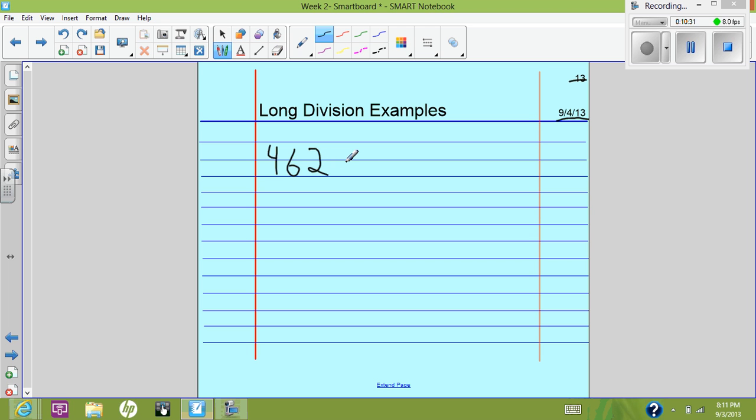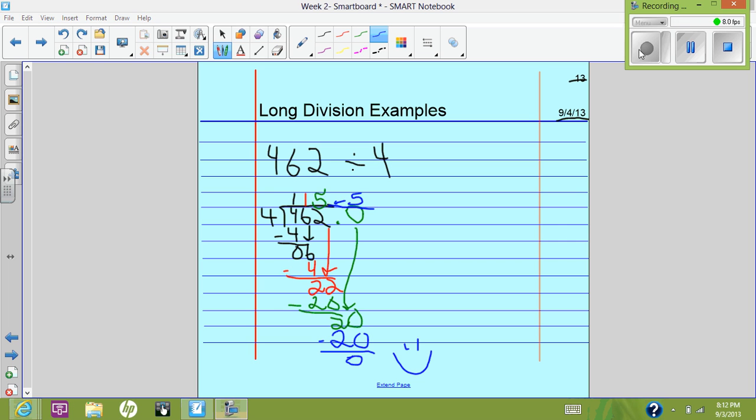462, and let's do that divided by 4. Okay, go ahead and set that up. Try and finish that in your notebooks. Make sure you hit pause and then check back in a minute to see how you did.